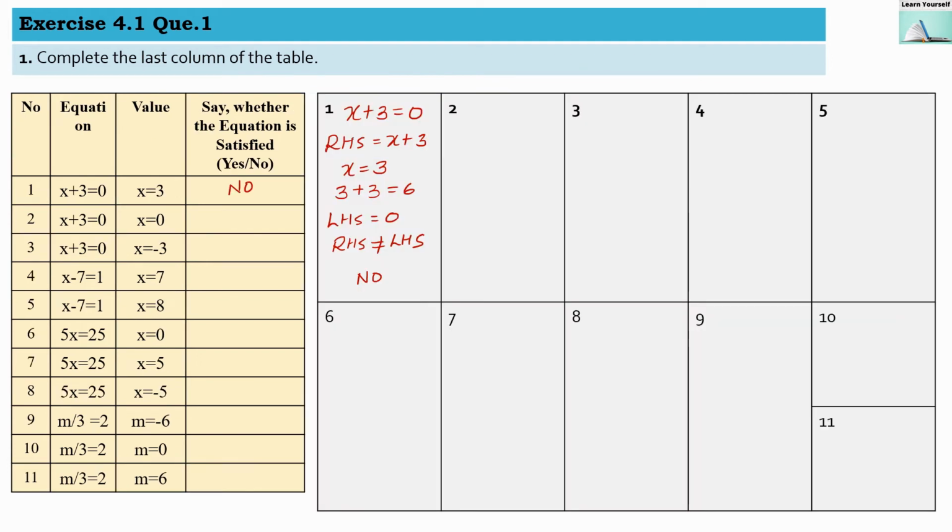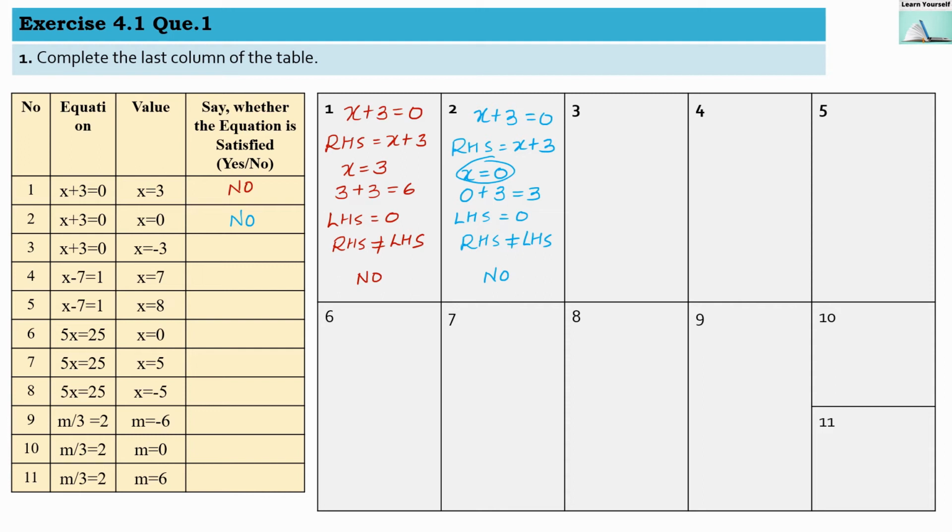Now the second equation. The second equation is x plus 3 equals 0. In this, our LHS is going to be x plus 3, where the variable value we are taking is x equals 0. So when we put x equals 0 in this, we will get 0 plus 3 equals 3. So our value is 3, but our RHS is going to be 0. So here LHS is not equal to RHS. So this equation doesn't hold true for the value x equals 0. So here we are going to write no.